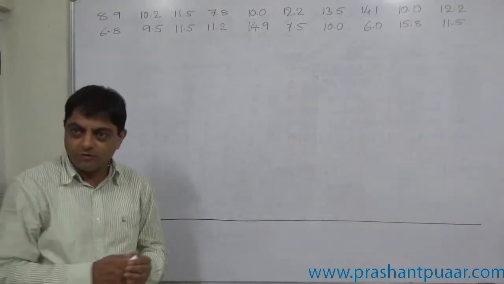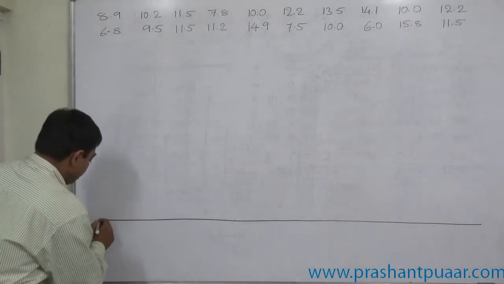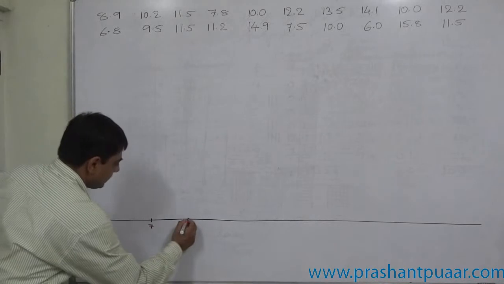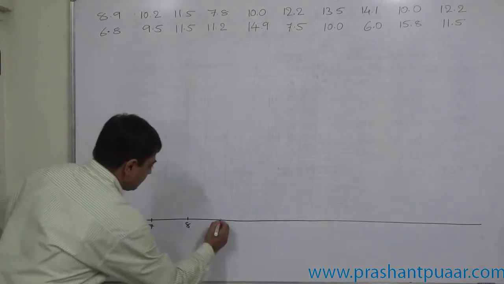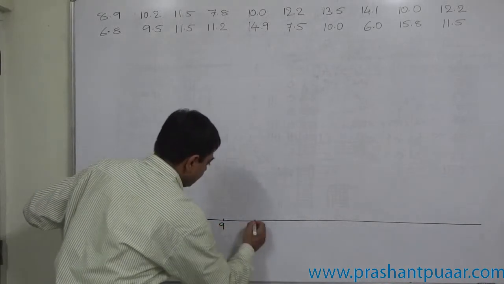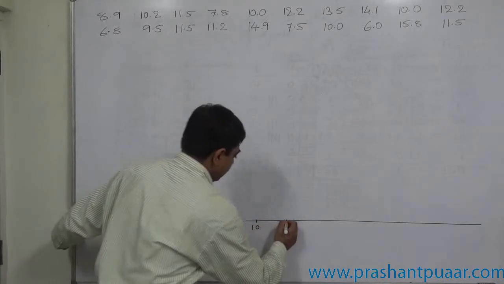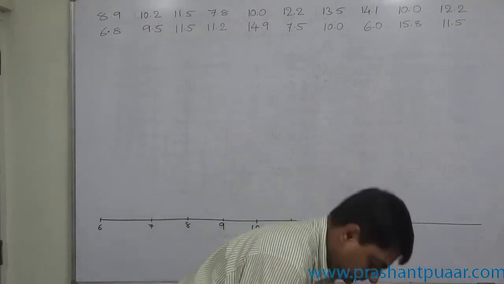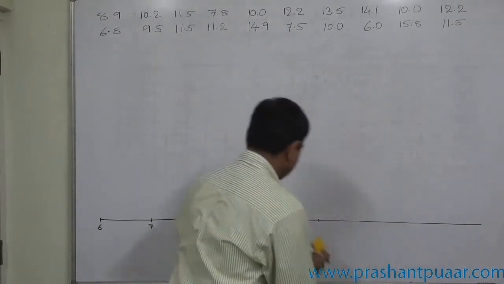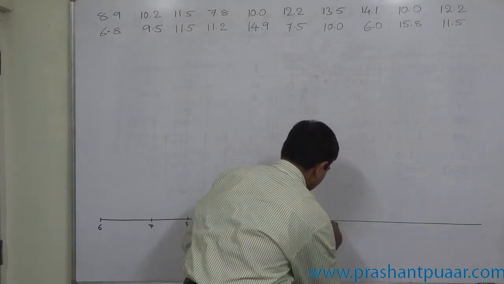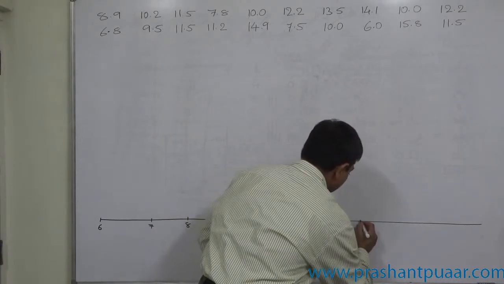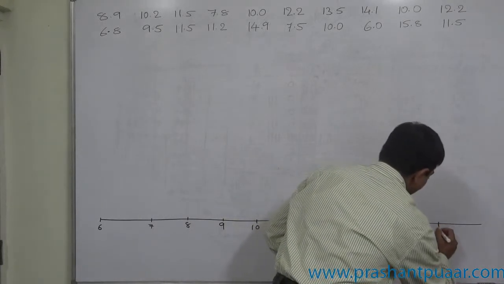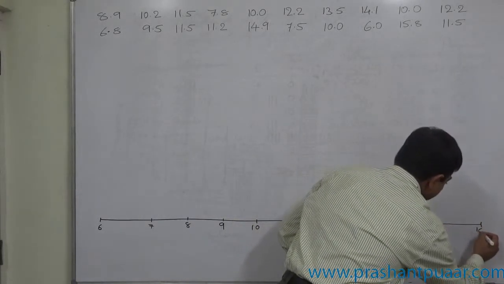All integers, first of all we will plot all integers on the horizontal axis. 6, 7, 8, 9, 10, 11, 12, 13, 14, 15 and 16.